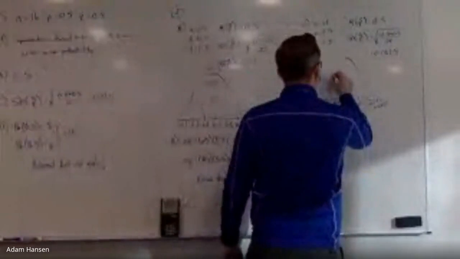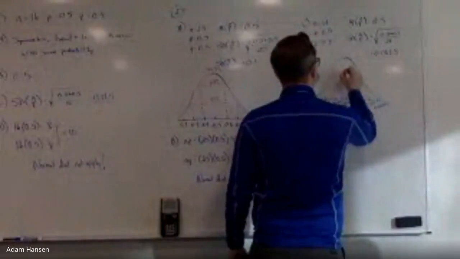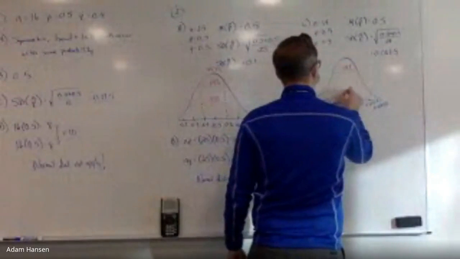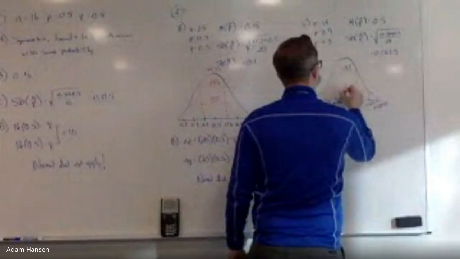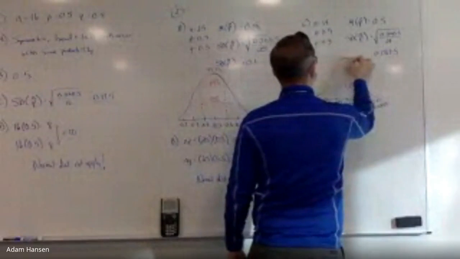Label 1, 2, and 3 standard deviations. Within one standard deviation, 68%. Within 2 should be 95. And 3.